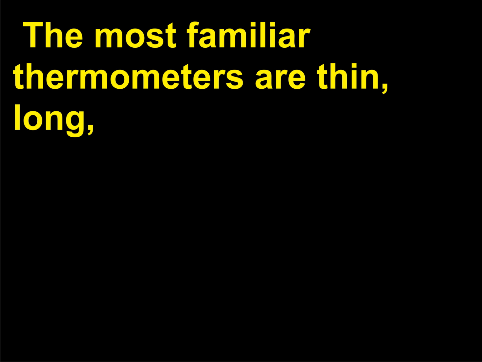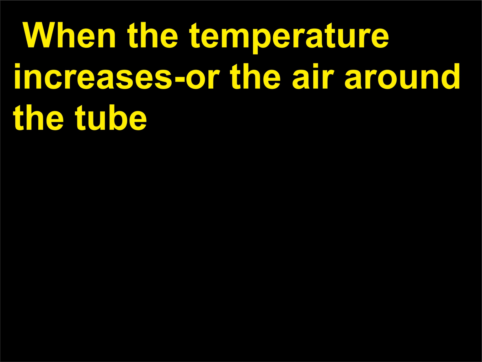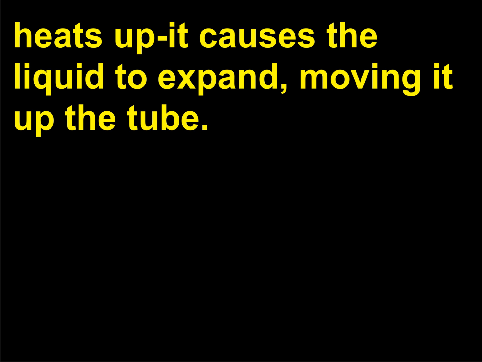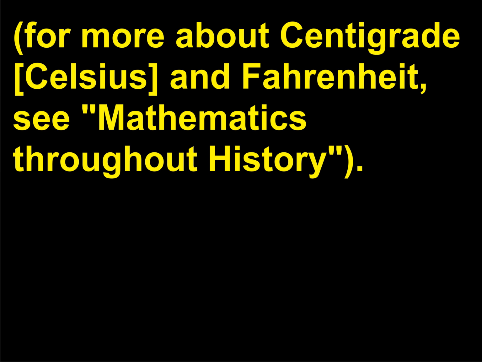The most familiar thermometers are thin, long, closed glass tubes containing some type of liquid, most often alcohol or mercury. When the temperature increases or the air around the tube heats up, it causes the liquid to expand, moving it up the tube. Air temperature measurements are most commonly read in centigrade or Fahrenheit. For more about centigrade, Celsius and Fahrenheit, see Mathematics Throughout History.